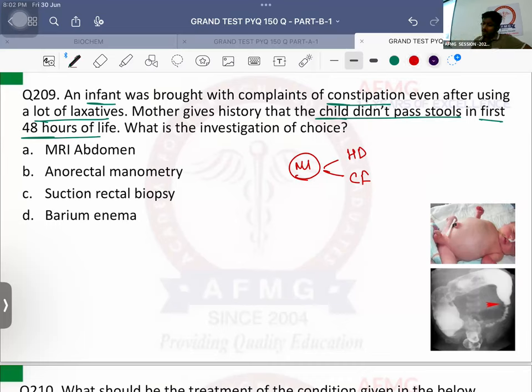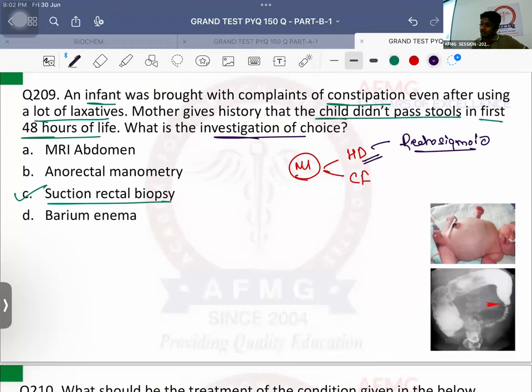That's the reason, okay? What is the investigation of choice? What are you thinking over here? Hirschsprung's disease, okay? There is absence of ganglionic cells in both the plexuses of intestine. Most common area affected is the rectosigmoid, okay? And definitely, to see whether the ganglionic cells are present or absent, the investigation of choice should be suction rectal biopsy or a full thickness rectal biopsy.